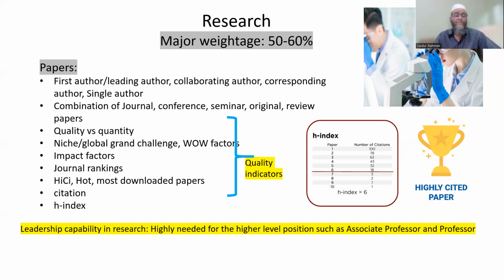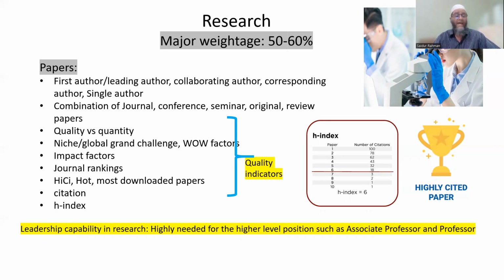Sometimes, you know, authors are invited without genuine contribution. So that's why first author, leading author, single author, these are also important. But at the same time, I think that as long as there is good contribution, collaborating authors, corresponding authors are also given the due credit. So in terms of publication, I think activities always should be balanced.